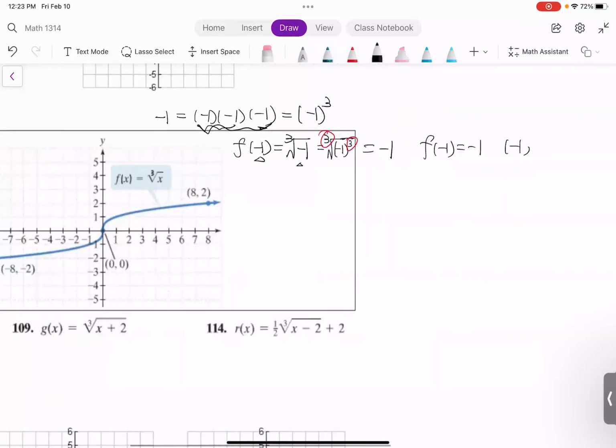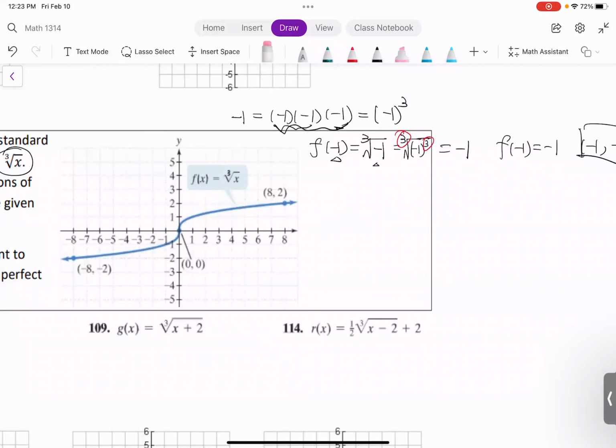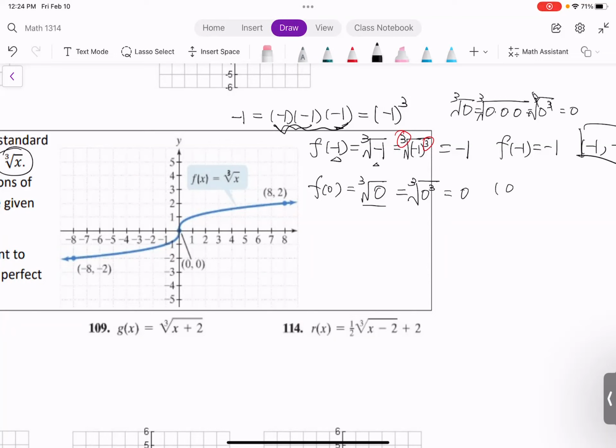That is -1, -1. So an easy point, right? And the next easy key point, let's try 0. Cube root of 0 equals what? I know some of you say 0. Yes, but why 0? 0 equals 0 times 0 times 0. That is 0 cubed. If you take the cube root, the cube root cancels, and that is 0. That means cube root of 0 equals cube root of 0 cubed, which equals 0. So the second key point is 0, 0.